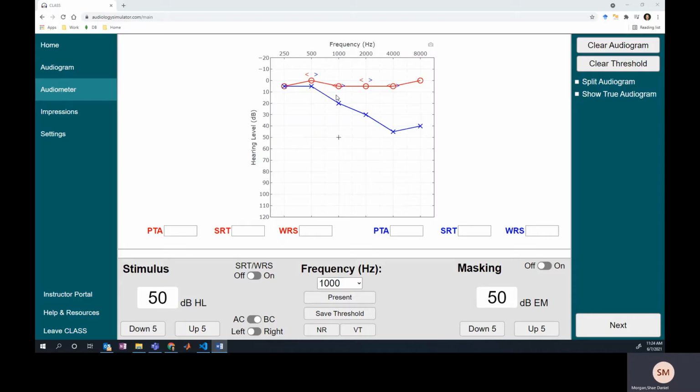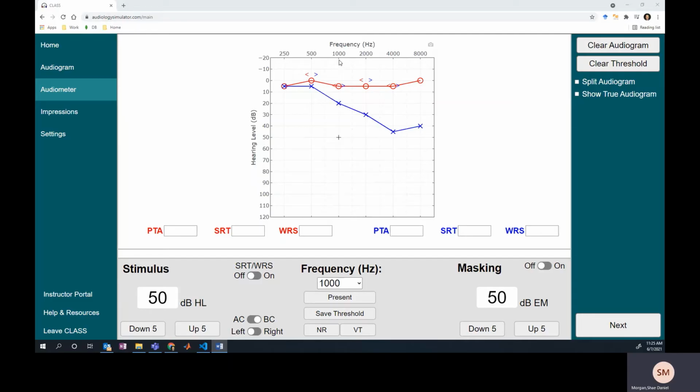Interaural attenuation is how much the sound in one ear gets reduced when it's picked up by the other ear. By default, the simulator uses TDH50 supraoral earphones with an interaural attenuation of 40 dB. So if a sound is played at 20 dBHL in the left ear, that sound gets turned down or attenuated by 40 dB when it gets picked up by the right ear.